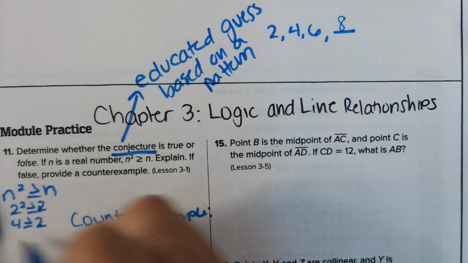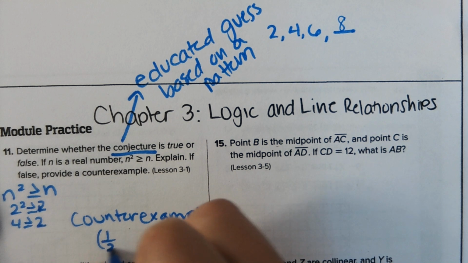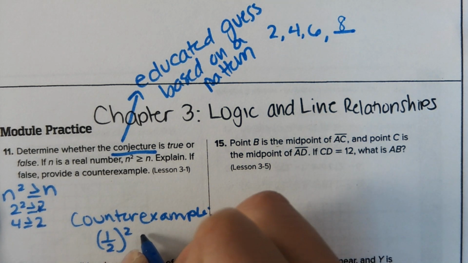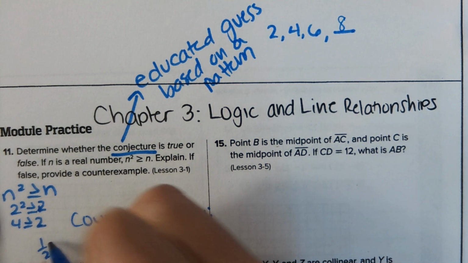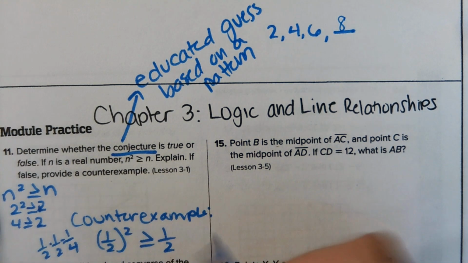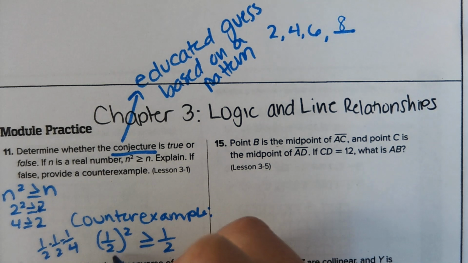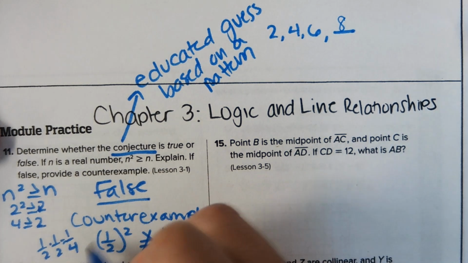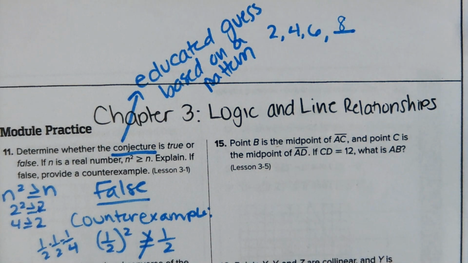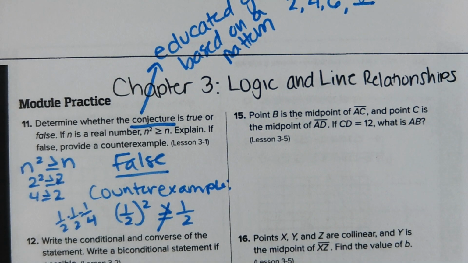A counterexample would be, okay, what if n is a fraction, like 1/2? 1/2 squared would not be greater than or equal to 1/2, because 1/2 times 1/2 would be 1/4, and 1/4 is not greater than or equal to 1/2. So this is false because we can think of a counterexample like this. And remember, a counterexample proves the statement false. It's an example that shows that it's not always true.